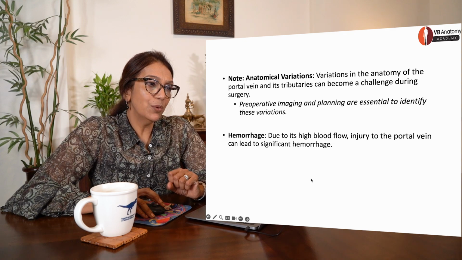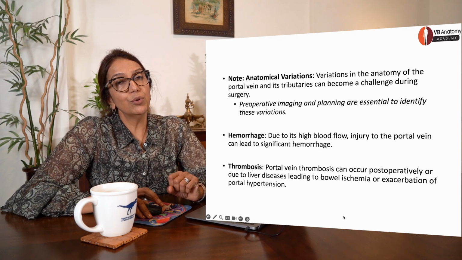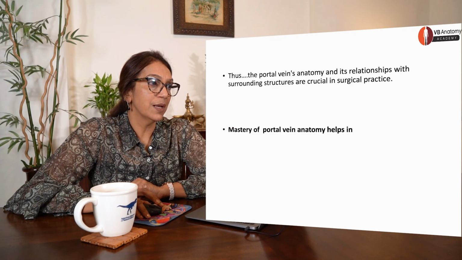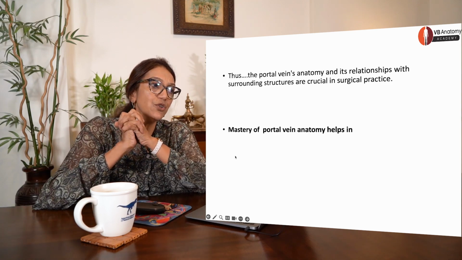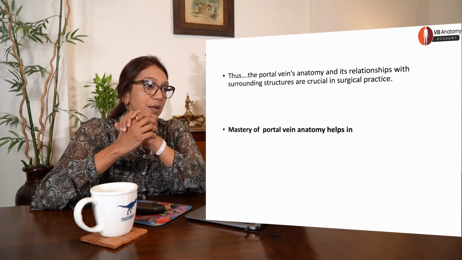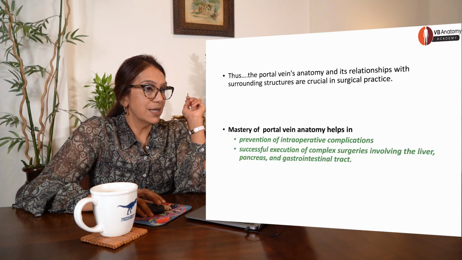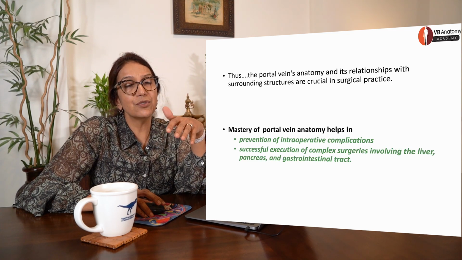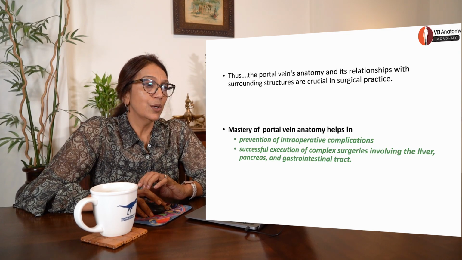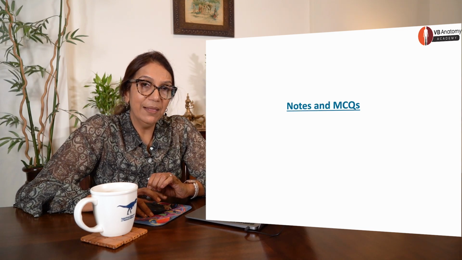Due to high blood flow, injury to the portal vein leads to severe hemorrhage. The portal vein can also undergo thrombosis leading to ischemia or exacerbation of portal hypertension. Thus, the portal vein anatomy and its relationship with surrounding structures is crucial for surgical practice. How? Mastery of the portal vein helps in prevention of intraoperative complications, and successful execution of complex surgeries involving liver, pancreas, and rest of the gut, GIT. So I hope this lecture helped you to understand the portal vein quickly and well.